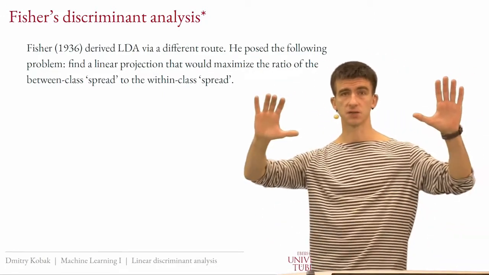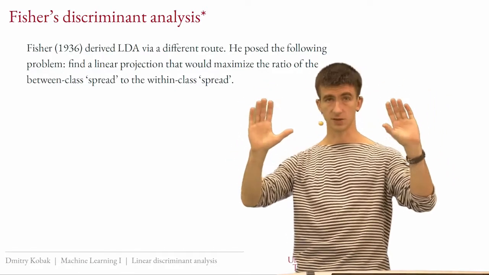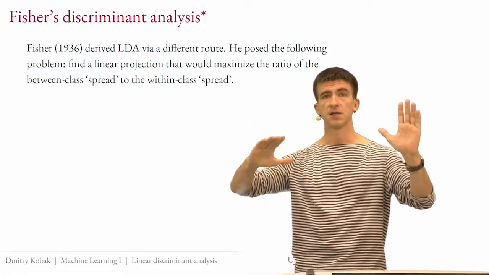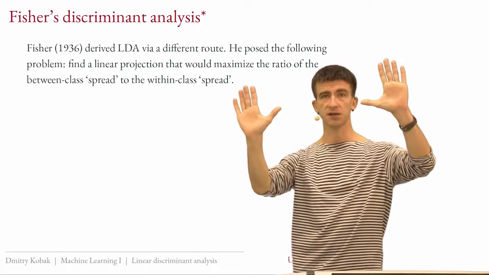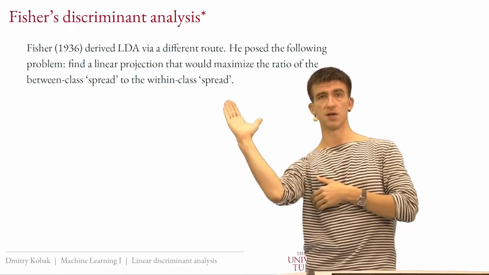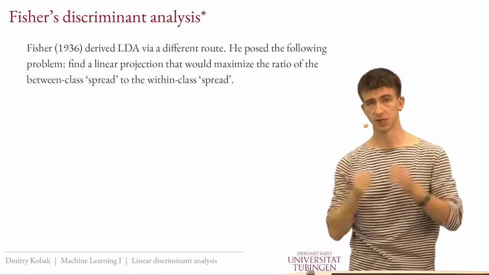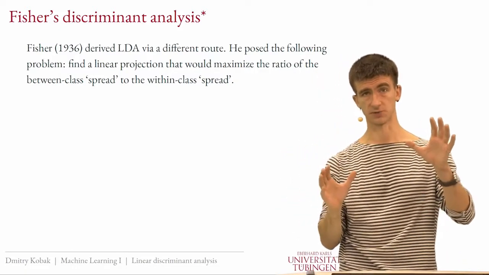Imagine that you have two classes. Imagine that you assume that the covariance is the same, right? This is the same assumption as before. Now, let's try to find a good linear projection of the data. So we can project this data linearly on a line. The line can be here, or it can be here, it can be anything. What is a good one-dimensional projection in terms of separating the two classes from each other?